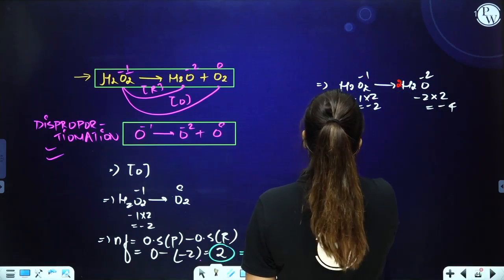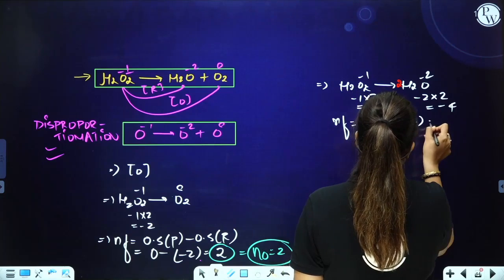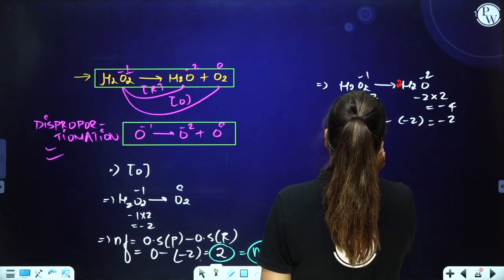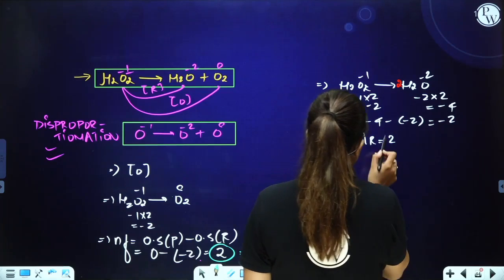So what will be the N factor? It will be -4 minus -2 coming out to be -2. So N reduction will be 2. So the N factor for the N reduction will be 2.